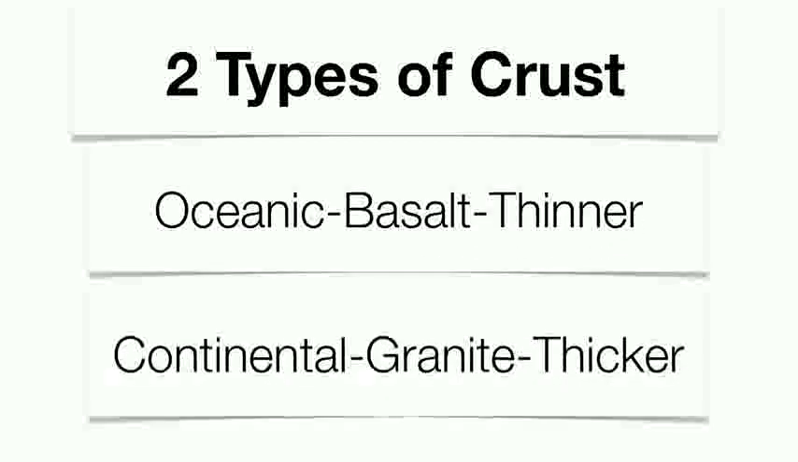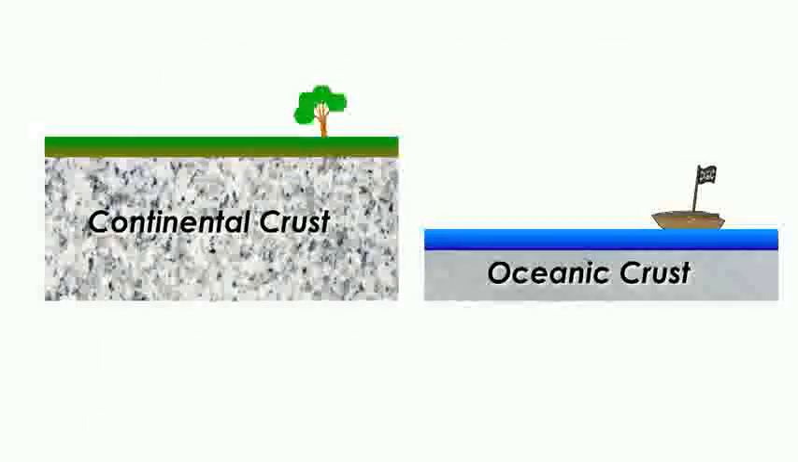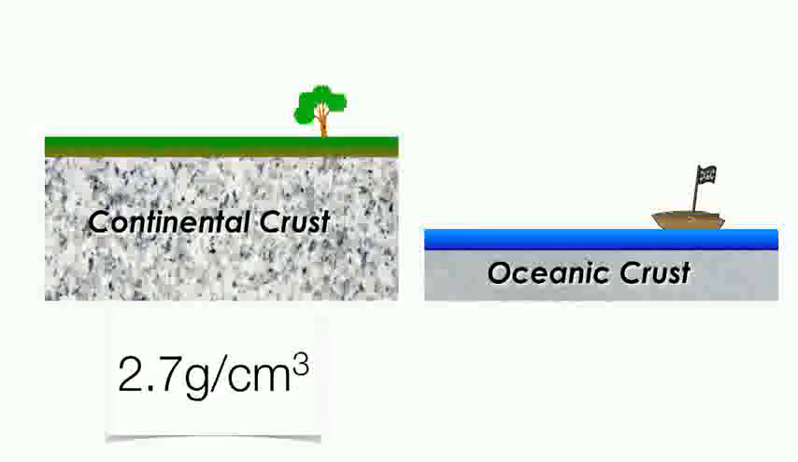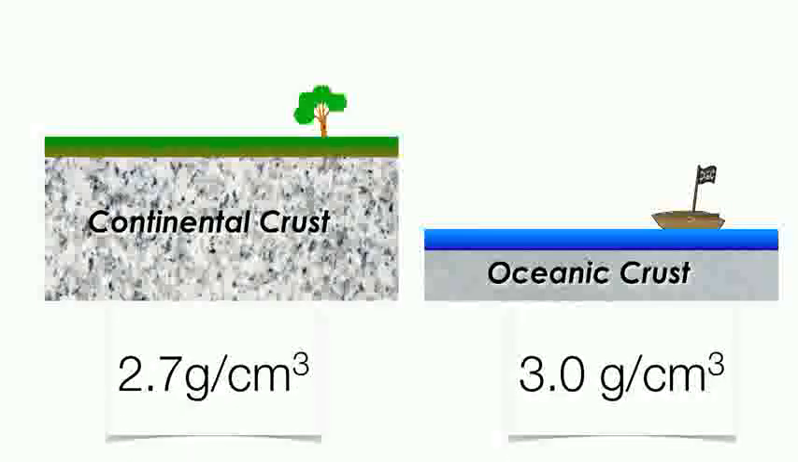Now, there's two different parts of crust. We have oceanic and continental. Oceanic crust is made up of basalt. It's a little bit thinner. Continental crust is made up of granite. It's a little bit thicker, very simply because there's more mountain ranges on the continents. There's also a density difference as well. Continental crust is a little bit less dense. Oceanic crust is a little bit more dense. That's going to be important when we start talking about plate tectonics next chapter.